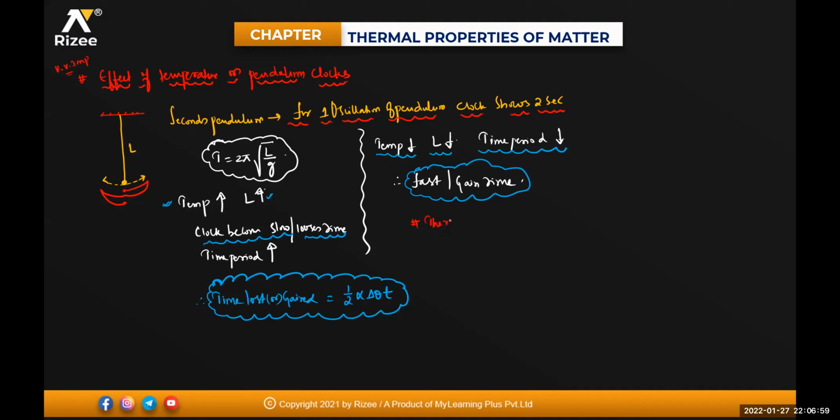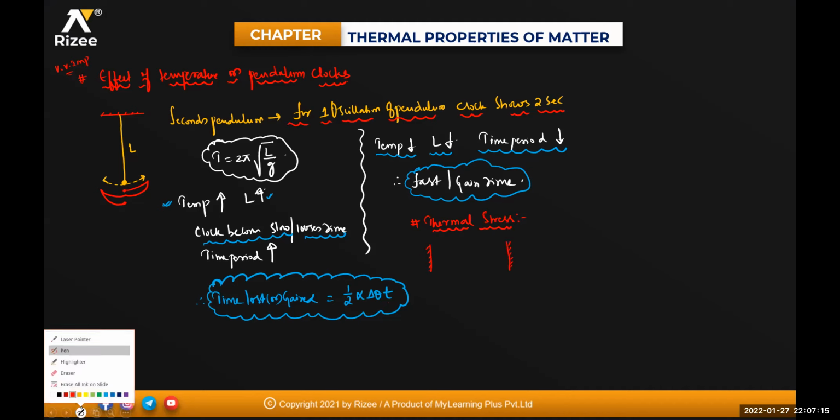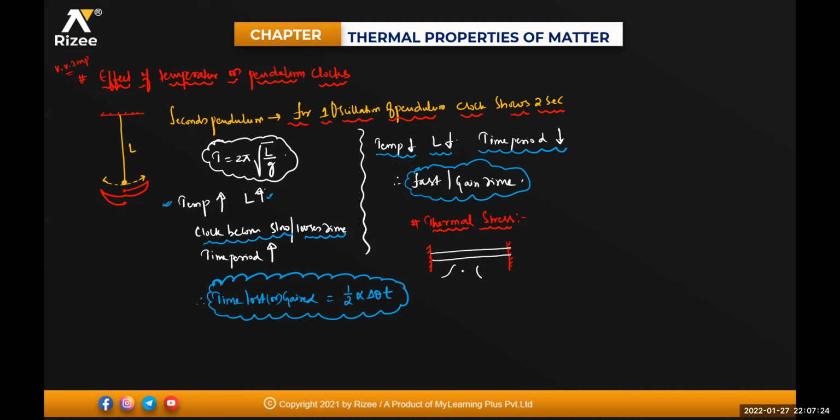Thermal stress. You see here, this is a rigid wall, beta. In between this rigid wall, a small rod is fixed like this, and linear expansion is not allowed. So when you heat it to red hot, the rod will slightly bend like this. You will see the expansion in the rod like this. This bending of the rod is called thermal stress.